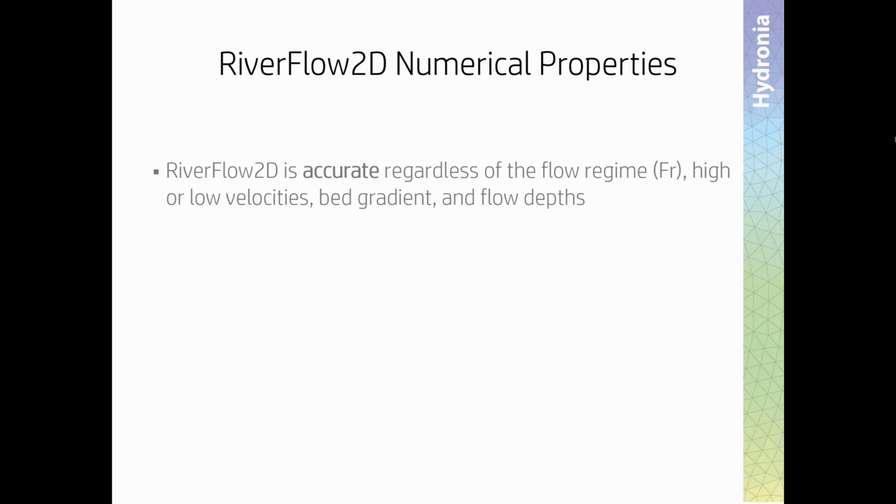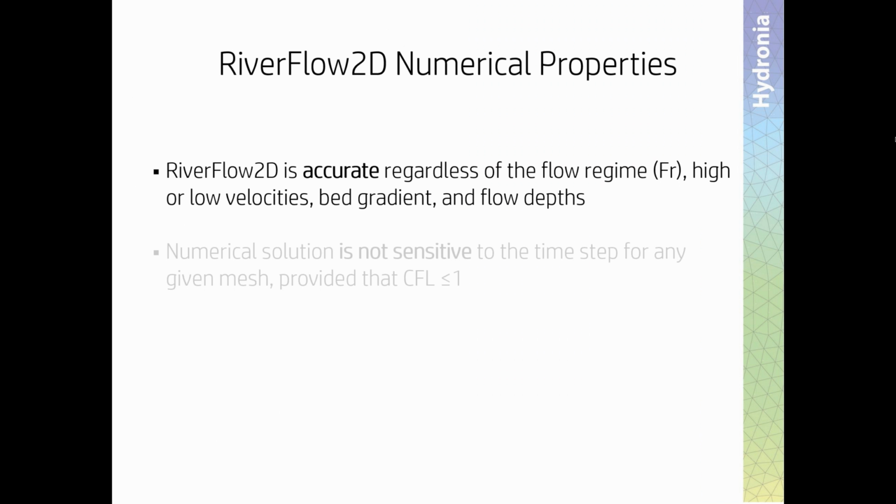So the main numerical properties: what's the bottom line for users about using the RiverFlow2D model? First, it is accurate regardless of the flow regime. It doesn't matter if you are running high or low velocities, big gradients, convergent or divergent flow, and so forth. Any hydraulic situation is handled accurately. And this is thanks to the use of a very accurate and highly tested finite volume method.